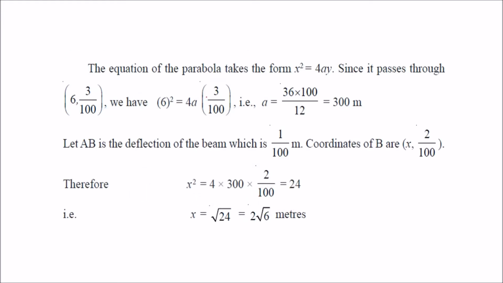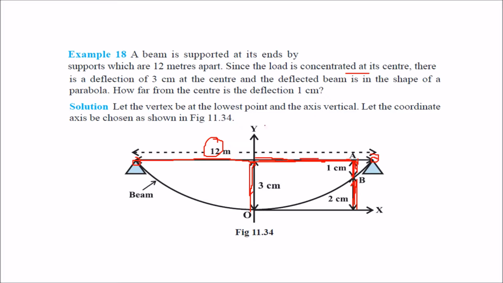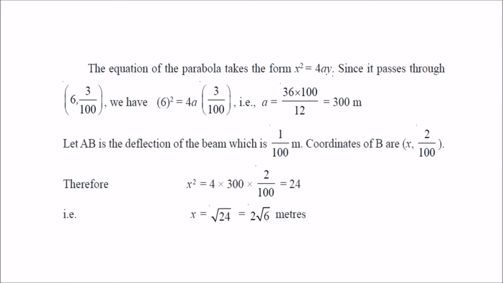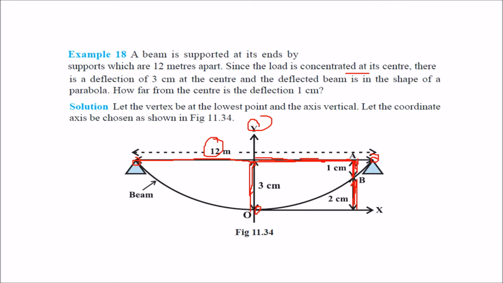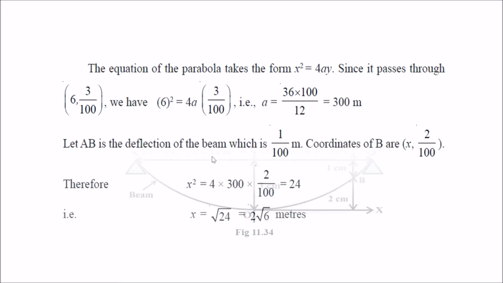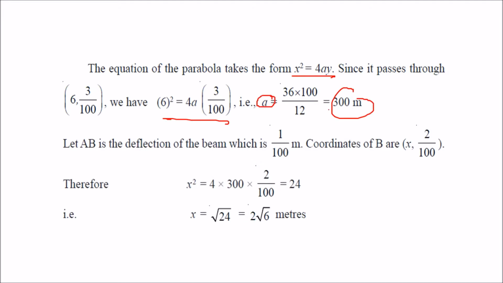And let us see the equation of the parabola, because as you see this is on the y-axis, so we'll take it as x square is equal to 4ay, and it is going to pass through which value? This is 3 centimeter, so this is 3 by 100, because we are just changing into the form of meter. And because this is 12, this is 6, so 6 and 3 by 100. So this parabola is actually passing through these 2 points, 6 and 3 by 100. So let us place it so we can get the a. a is 300 meter.